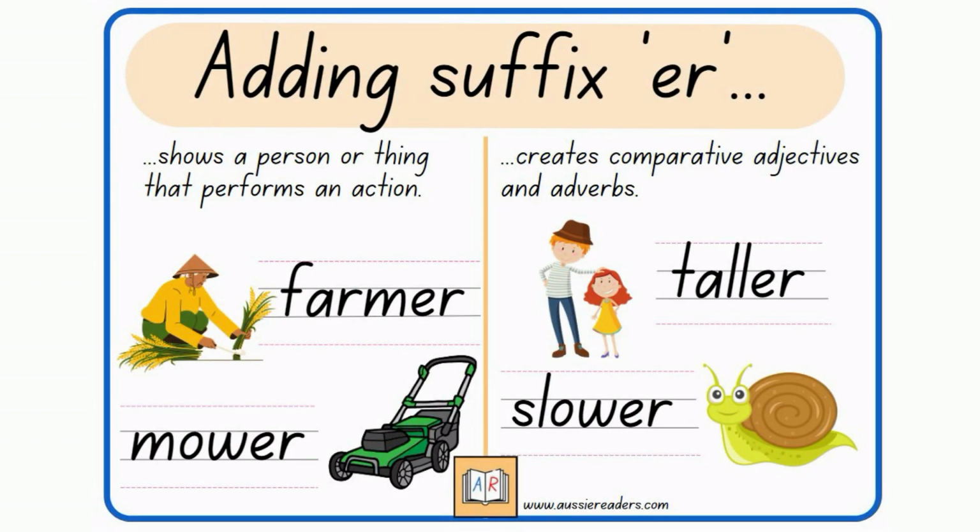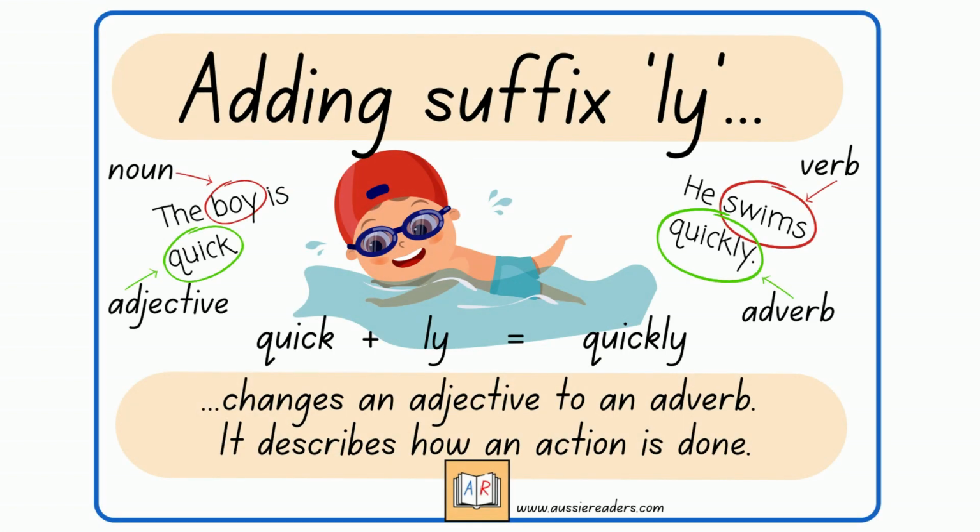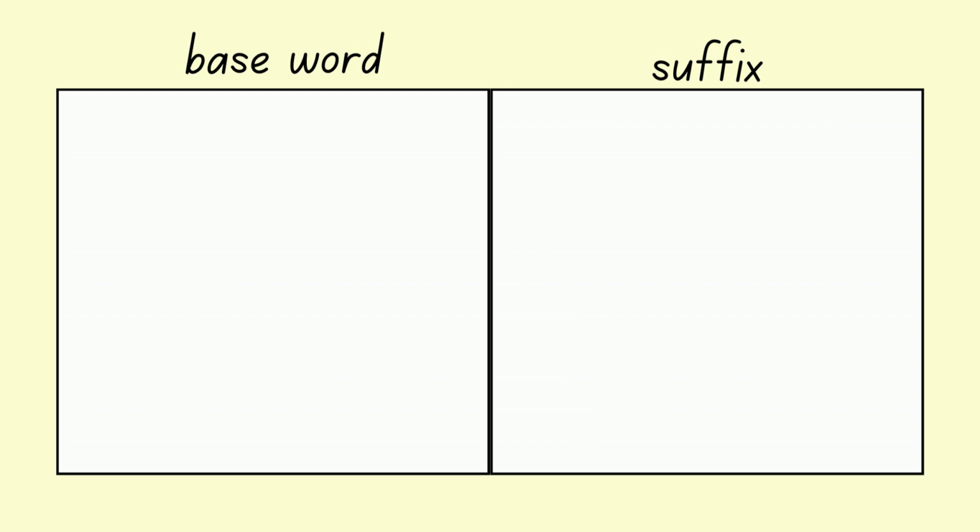The suffix er has 2 jobs. Firstly, it shows a person or thing that performs an action, such as a farmer or mower, and it can create comparative adjectives and adverbs, such as taller and slower. And finally, adding the suffix ly will change an adjective to an adverb. It describes how an action is done. For example, the boy can swim quickly. We have learned a lot of suffixes. Remember, a suffix is added to the end of a base word, and its purpose is to change the meaning of the base word.